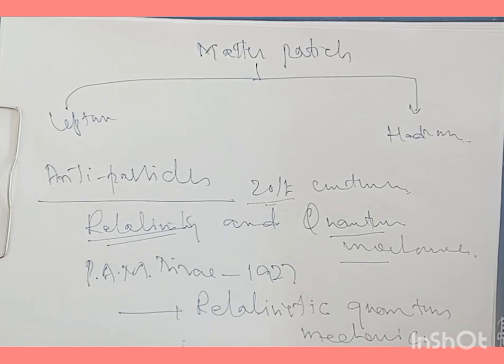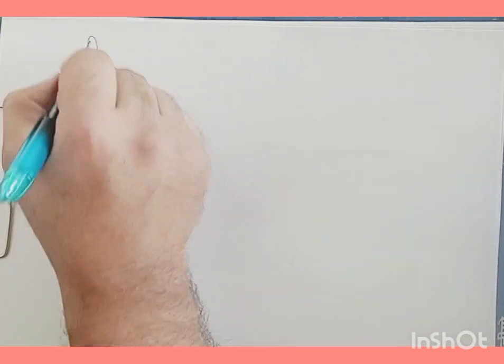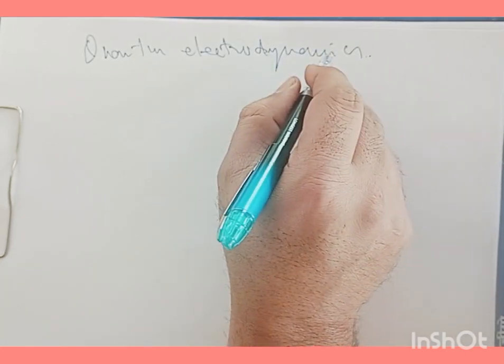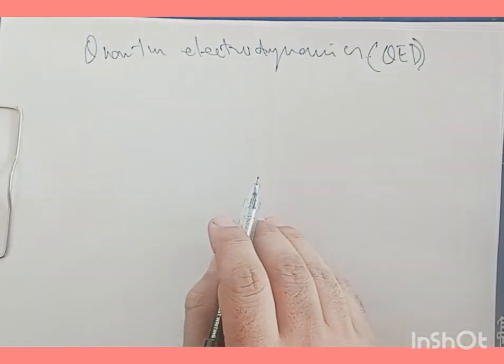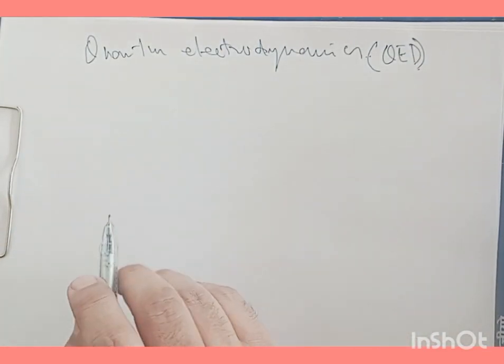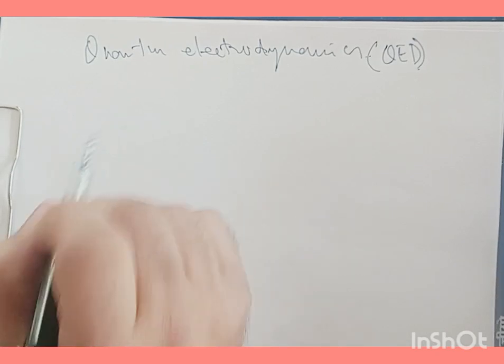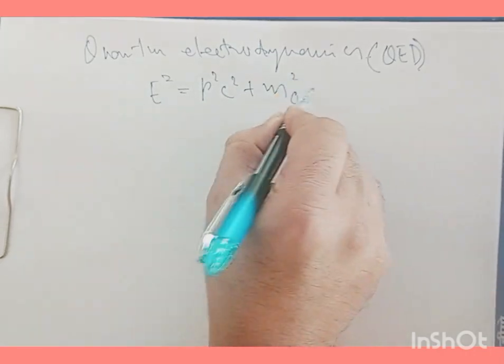Later, in 1947, this relativistic quantum mechanics was unified with Maxwell's theory, and what it described is called quantum electrodynamics, symbolized as QED. Now, the Dirac equation that Dirac deliberated for a free electron with energy given by the relativistic formula is E square equals P square C square plus m naught square C to the power of 4.